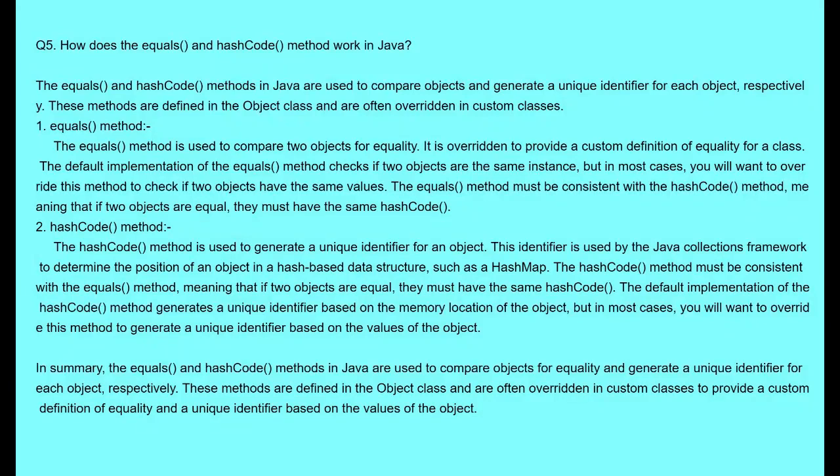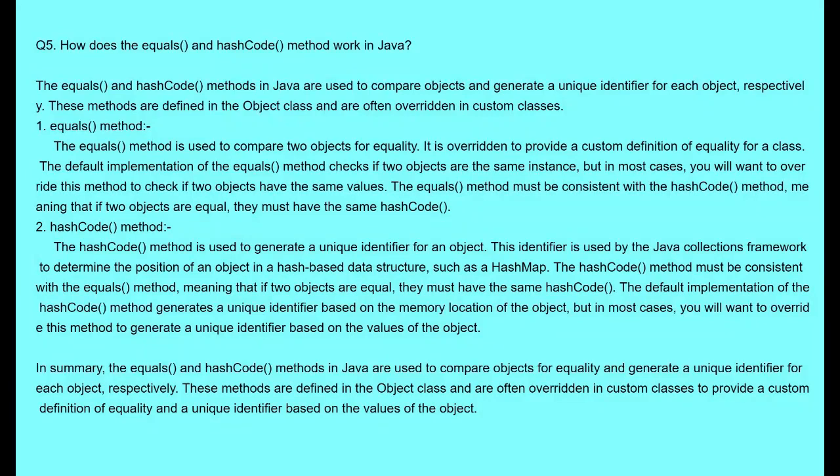2. hashCode method. The hashCode method is used to generate a unique identifier for an object. This identifier is used by the Java Collections framework to determine the position of an object in a hash-based data structure, such as a hash map.